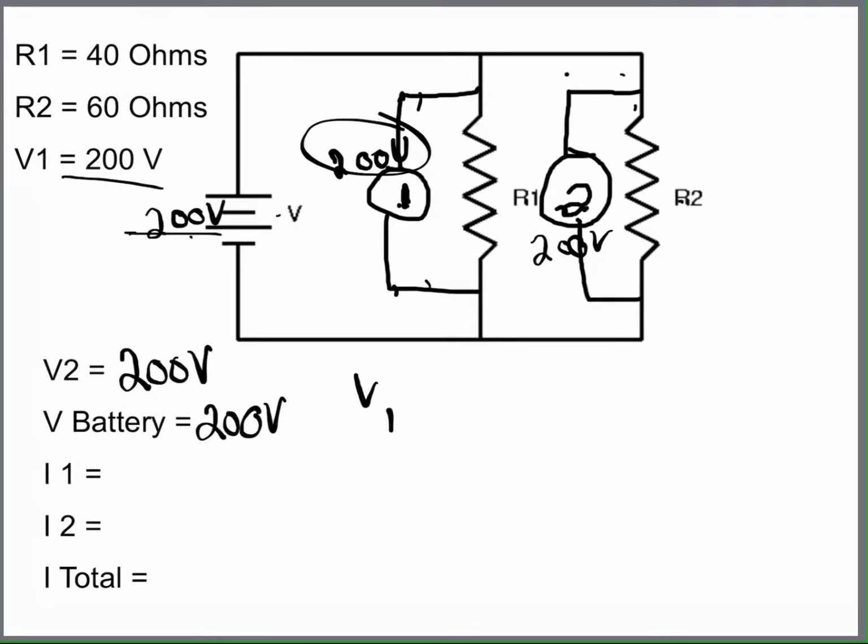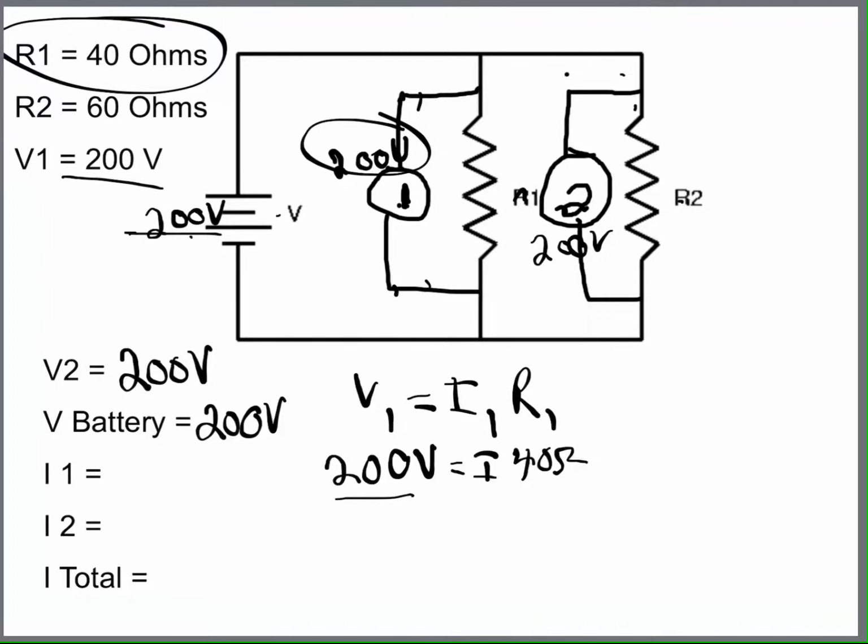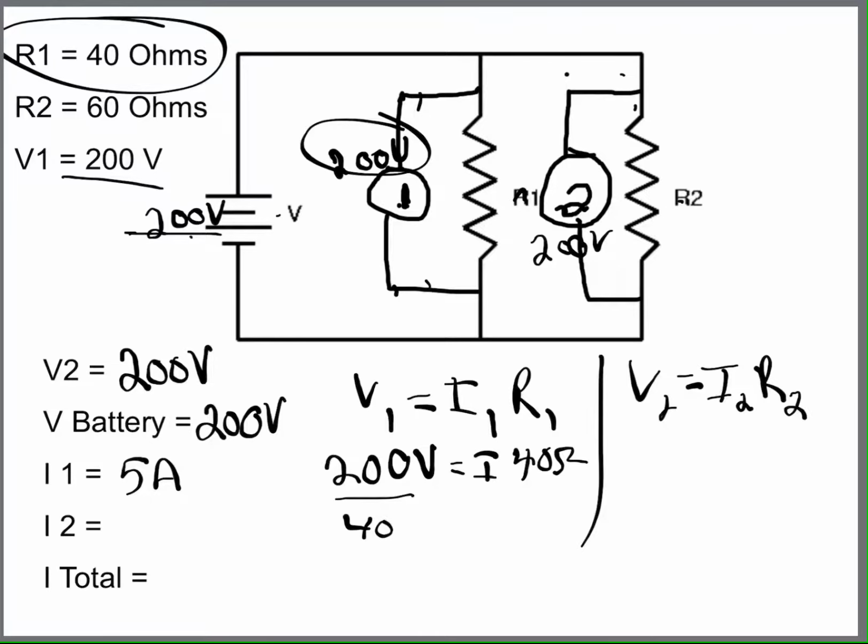Now, current through 1, we can once again just say V1 equals I1 R1. So 200 volts equals I1 times R1, and R1 I have written up in the top corner there is 40 ohms. Okay. So that's going to be 5 amps. Okay. Now V2, or certainly I2 rather. So we got V2 equals I2 R2. So this is 200 volts. Looking for I2. R2 is 60.